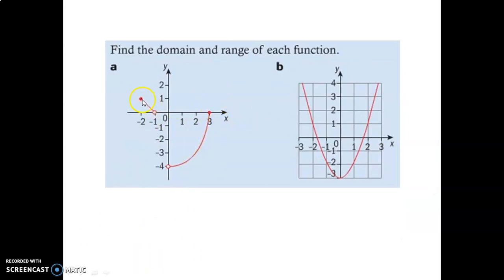We have this solid point, this open point. You should know that when you see a solid point, that point is included, and when you see an open point, it is not included. So let's take a look.